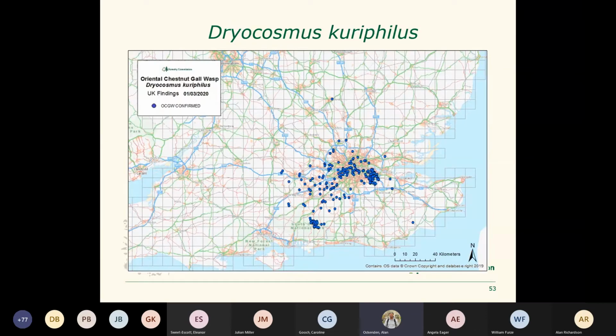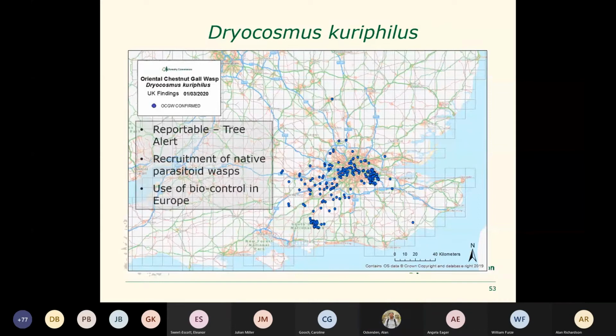So looking at distribution, this map is a little bit out of date. This was from just about this time last year, but as you can see, there's a number of findings. London down into Hampshire, working its way along the M4 corridor as well, down into Kent. I think there's probably a little bit more out there than this map suggests because it's quite difficult to survey for unless you're actively searching for it in a small area within a woodland. It can be tricky to pick up on, but it is reportable through Tree Alert.